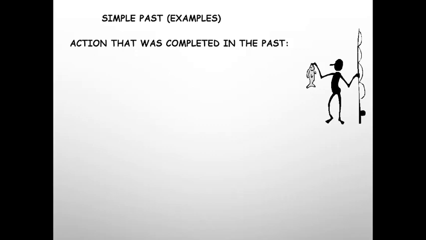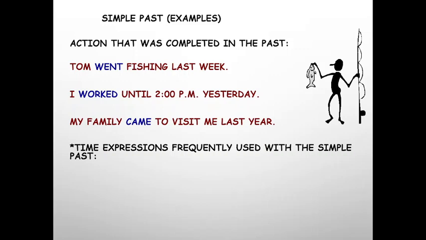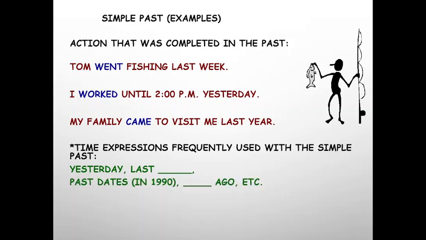Past simple examples: actions that were completed in the past. Tom went fishing last week. I worked until 2 p.m. yesterday. My family came to visit me last year. Also, time expressions frequently used with the simple past are yesterday, last, past dates, or ago.